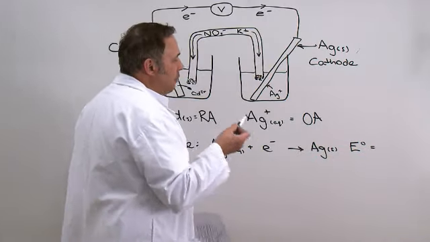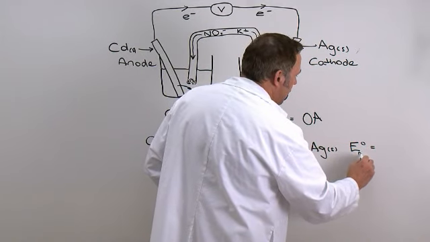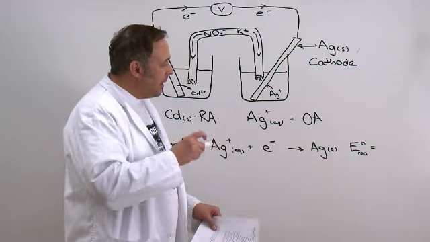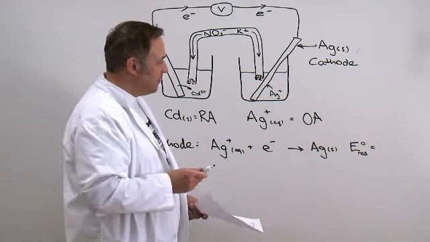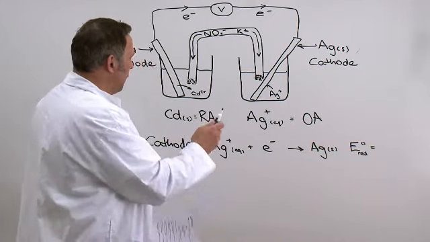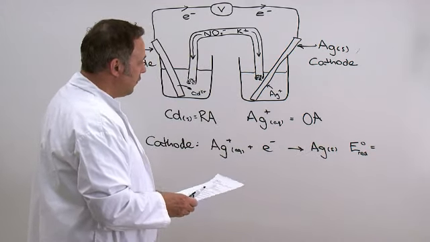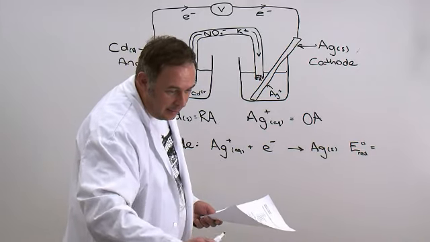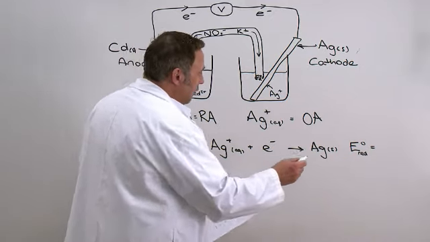Now I've been putting the E degree sign here, and I've been putting red underneath, meaning that that is the reduction half cell potential. I'll explain why in a moment. Okay, so this is a reduction half reaction, so my reduction cell potential for silver, I have to look up in my data book, and it is 0.80 volts.